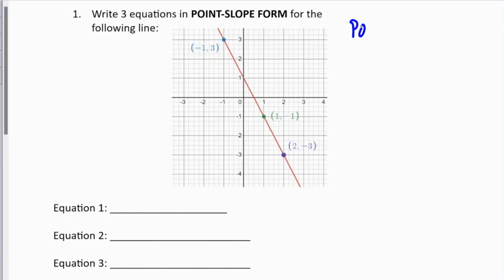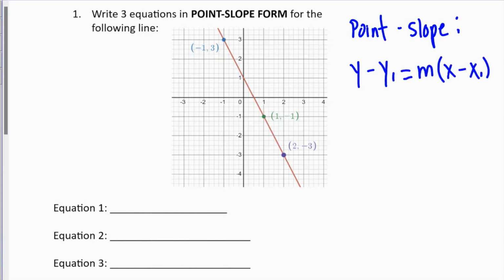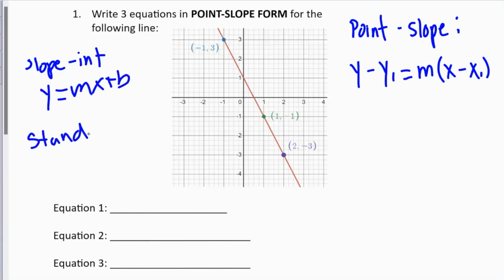So point-slope is linear, and that is going to be our y minus y1 equals m(x minus x1). Now remember, you have 3 types of linear equations. You have point-slope, you have slope-intercept, which is y equals mx plus b, and you have standard form, which is ax plus by equals c. So in this case, we're going to be using point-slope.